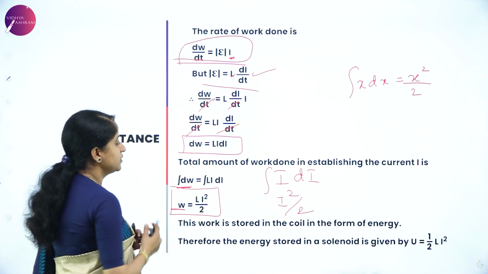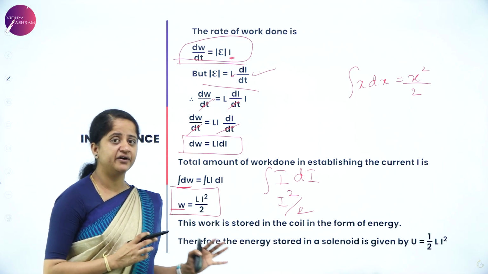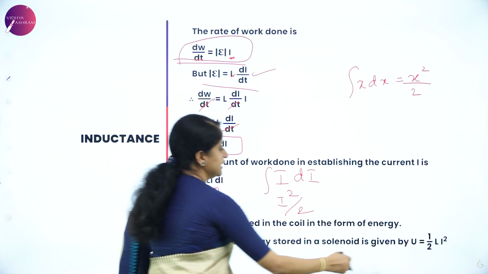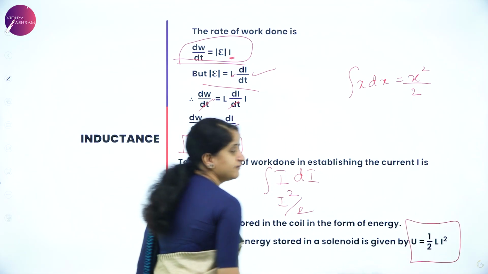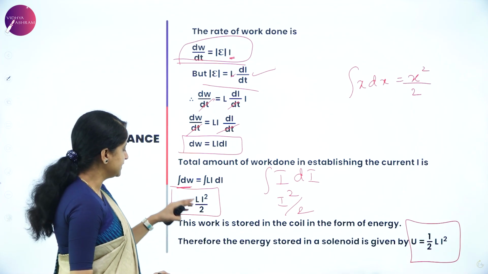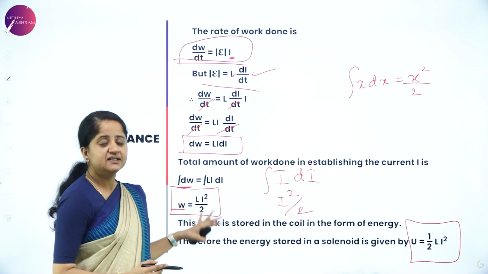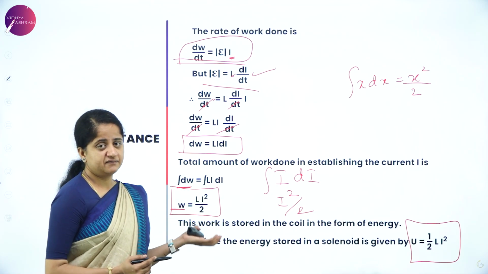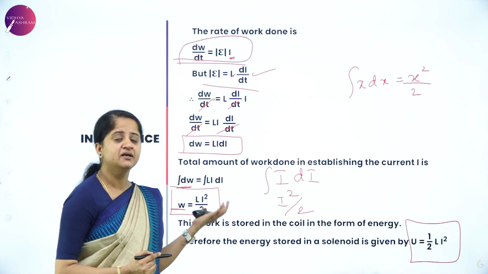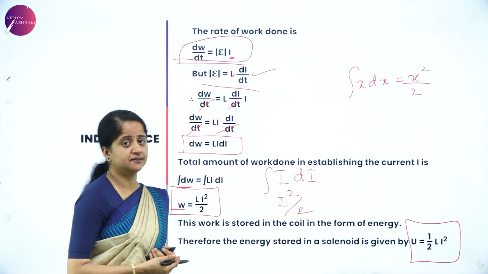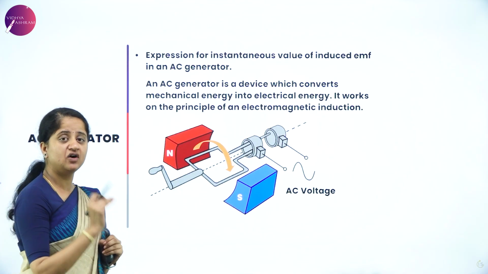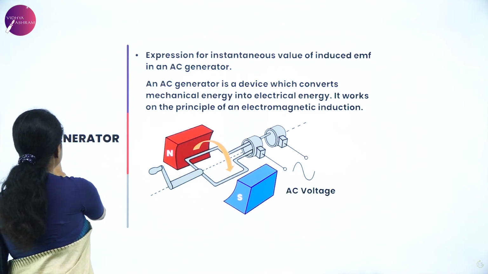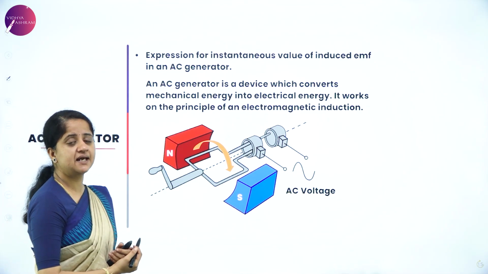So the energy stored in the coil or in a solenoid is given by U is equal to L I square divided by 2, or it can also be written as half into L I square. This is the expression for the magnetic potential energy, which is nothing but the work done which is stored in an inductor.